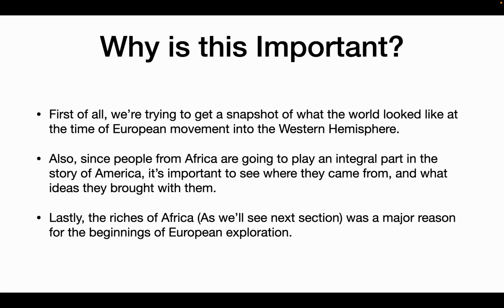So why is all this important? Well, first of all, we're trying to get an idea of what the entire world looked like and how the world was interconnected during this time. It was not just Europe doing this, Asia was doing this, Africa was doing this. Europe and Asia and Africa are all connected, and since enslaved Africans are going to be forced to play an integral part in this story, it's important to see where they came from and how they got to where they were. Lastly, trade with Africa and the riches of Africa was a major reason for the beginnings of European exploration, along with trade and riches in Asia, and we will see that in the next section.